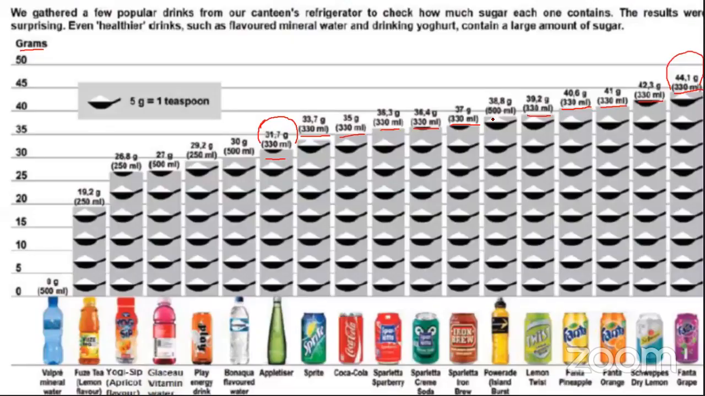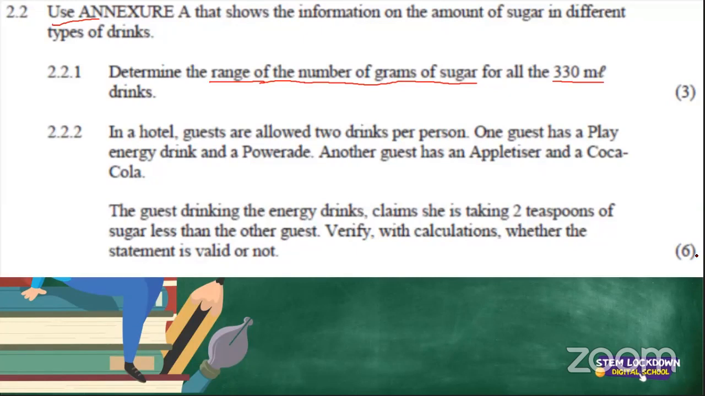Okay, next question. It's the longest question, it's 6 marks. It says, in a hotel, guests are allowed 2 drinks per person. So underline 2 drinks per person. Very important. One guest has play, energy drink, and Powerade. So guest 1, they have play, energy drink, and Powerade. This is guest 1, right? Guest 2, this is guest 2. Just using guest 2 has appetizer and a Coca-Cola.